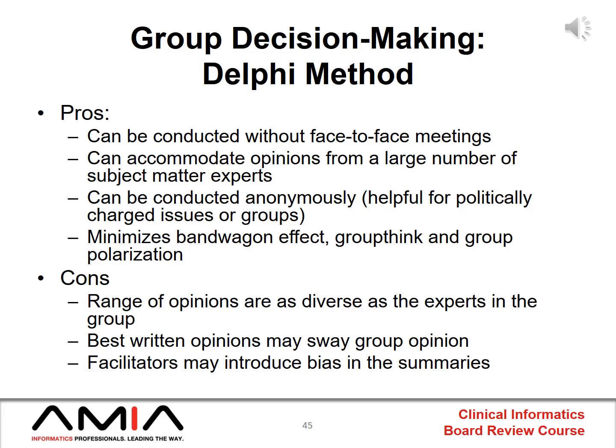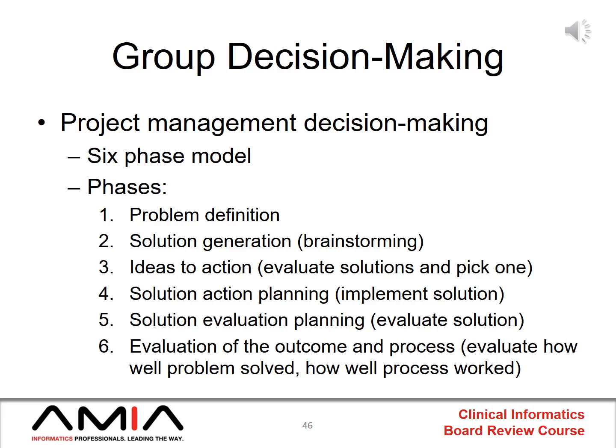In the project management body of knowledge, they give a prescriptive process for completing group decision-making in a 6-phase model. In the first phase, the group should define the problem. The second phase involves brainstorming to try to get all the ideas out onto the table. The third phase is where those ideas are evaluated and one is selected. And then the fourth phase is where action planning for implementing a solution takes place.